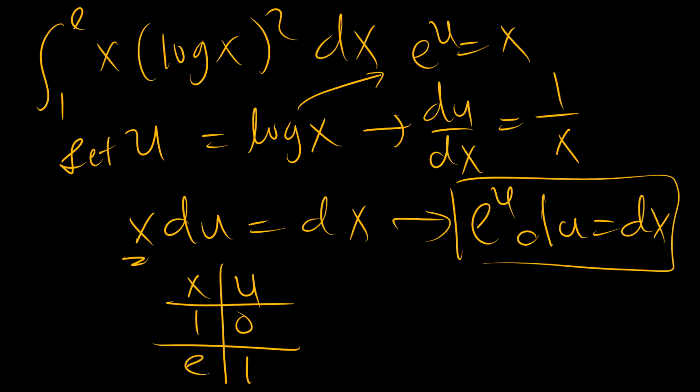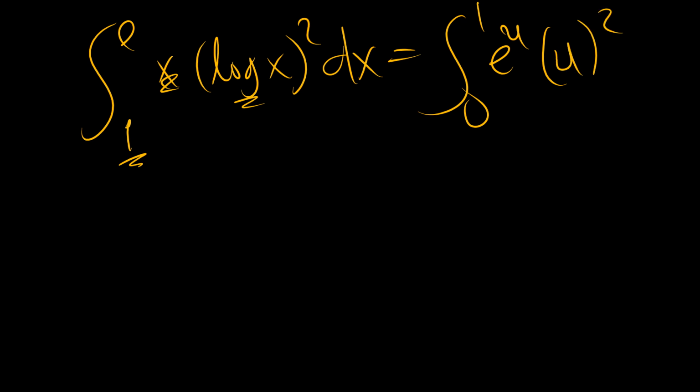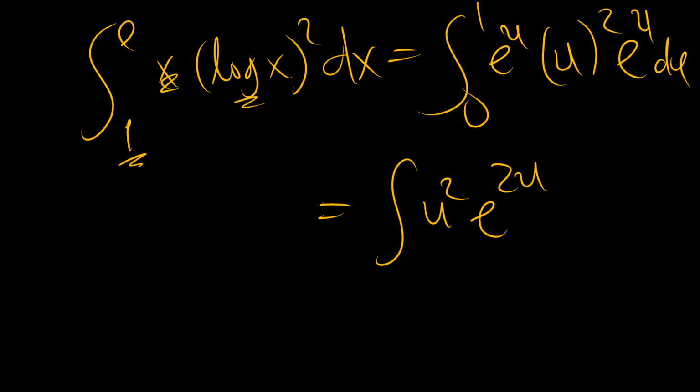So our problem, the integral from 1 to e of x, natural logarithm of x squared dx, is equal to: 1, we said, is 0, e we said is 1, x we said is e to the power u, log x is the same as u squared, and then we have e to the u du. So this becomes the integral of u squared e to the power 2u from 0 to 1 du.